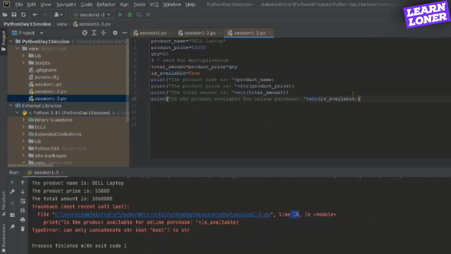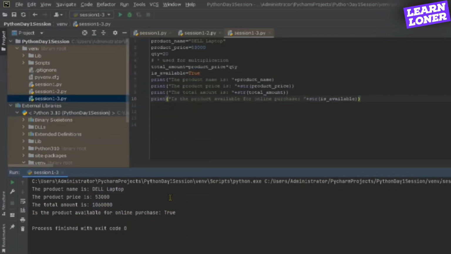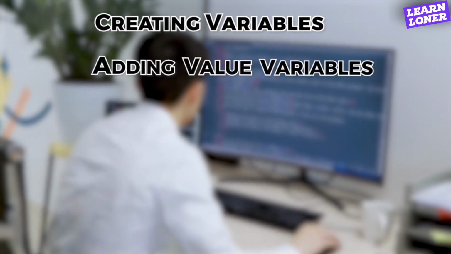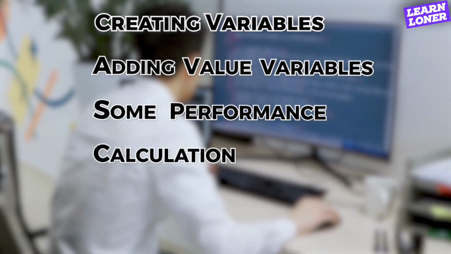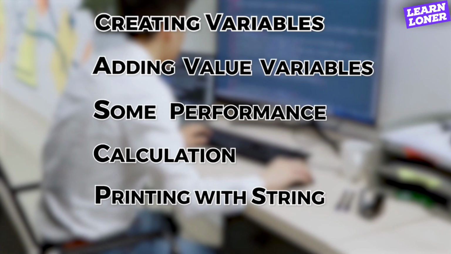So again, I'll show the output to you. See, now it is proper. We get product name is Dell laptop. We get the product price is 53,000. Okay, we get the total amount, 53,000 multiplied by 20, is what amount we are getting over here. Okay. Similarly, is the product available for online purchase? True. So in this way, we have seen creating some variables, adding some values in the variables, performing some calculations on it, and printing with a string, concatenating the variable value along with that. Okay.